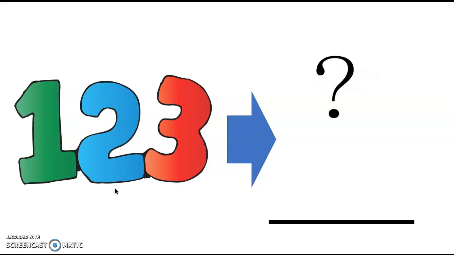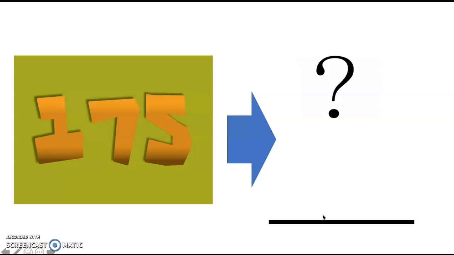123. Round this number to the nearest 10. Did you say 120? If you did, you are correct. And we see this as the 3. If it's less than 5, we just ignore doing anything to the tens place. So we keep it at the 2. So we have 120. Let's try one more.